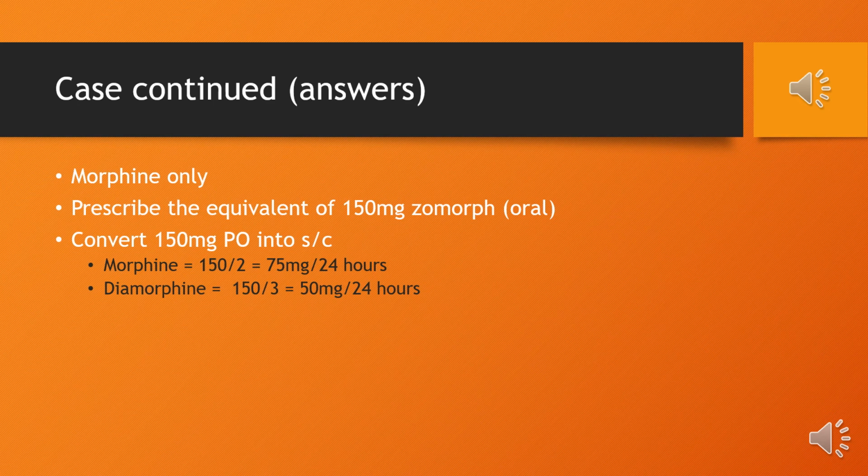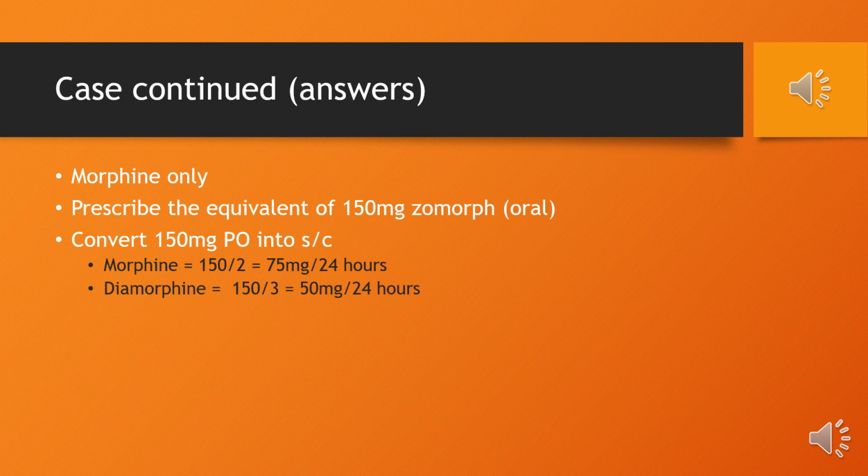The reason I've written equivalent here is because 150 milligrams of PO, so oral morphine, is not the same as 150 milligrams of IV morphine. In fact, you'd be doubling his dose if you gave him that, and you would likely knock off his breathing, and in that case, you would be sued. So morphine, 150 milligrams, you need to divide that by 2. Some people give diamorphine, you have to divide that by 3.